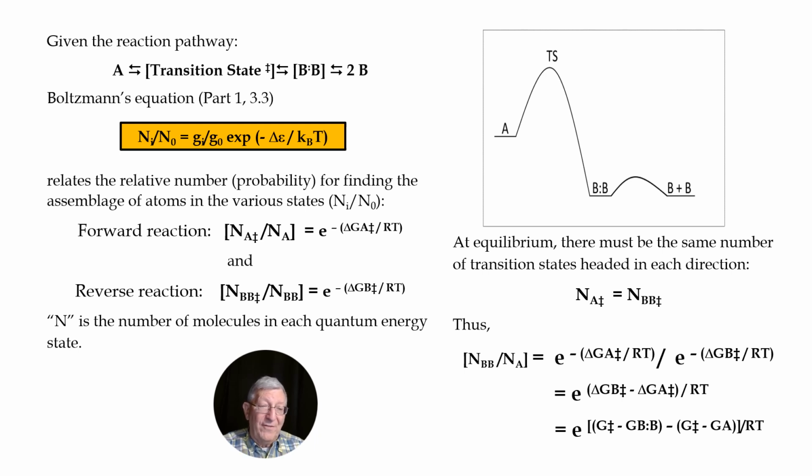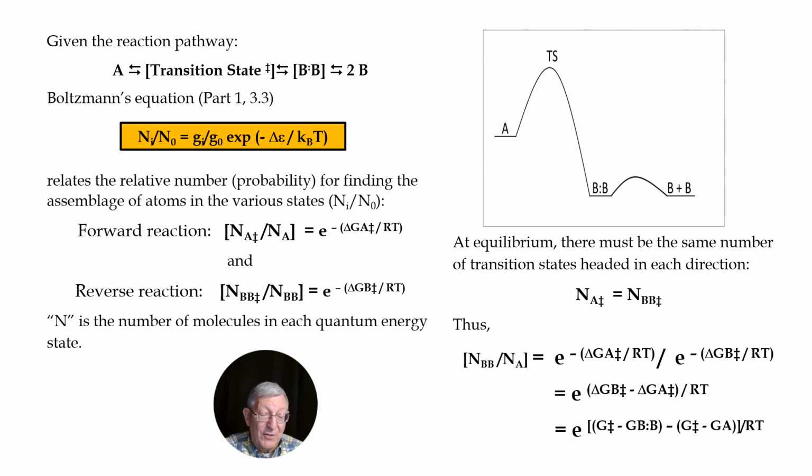So going from there, plugging into that equation for the forward reaction, we have the ratio for the A in the activated state to A in the ground state, which is going to equal this exponential term, which is the energy of activation for the forward reaction. That would be the difference between A and TS, the transition state.